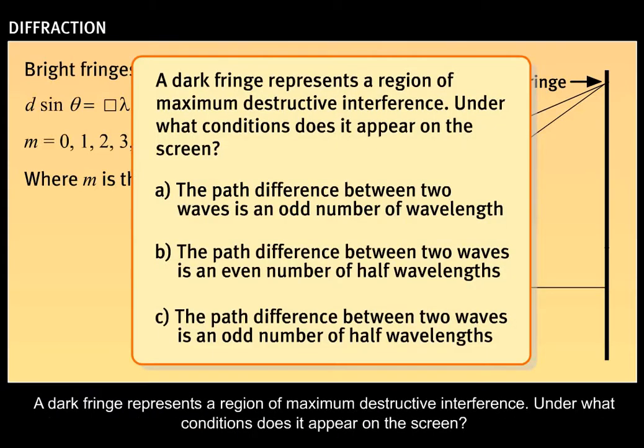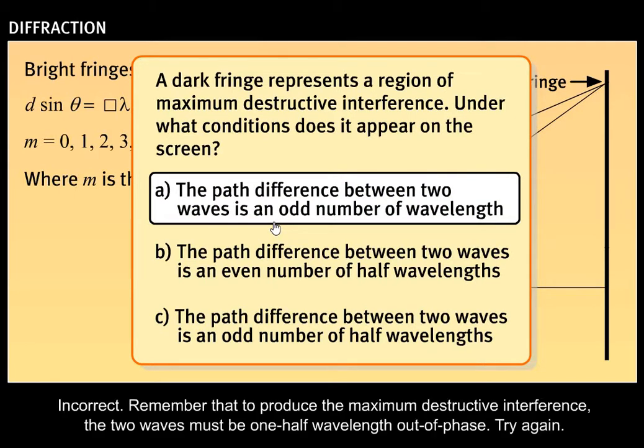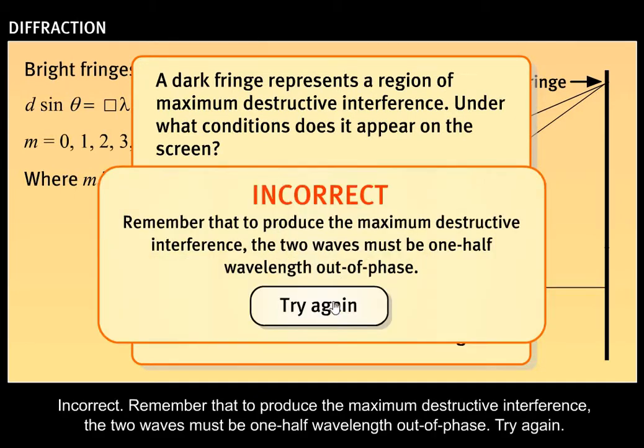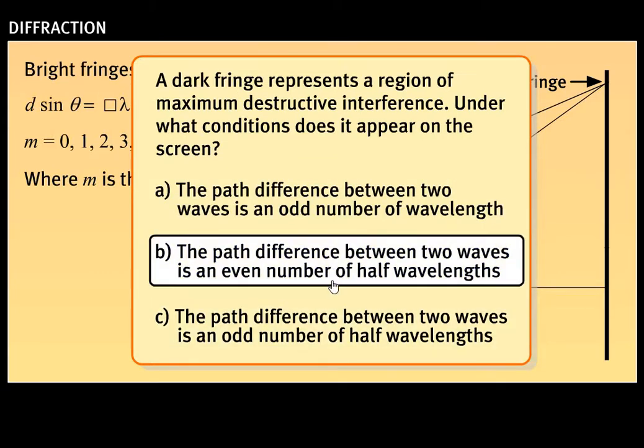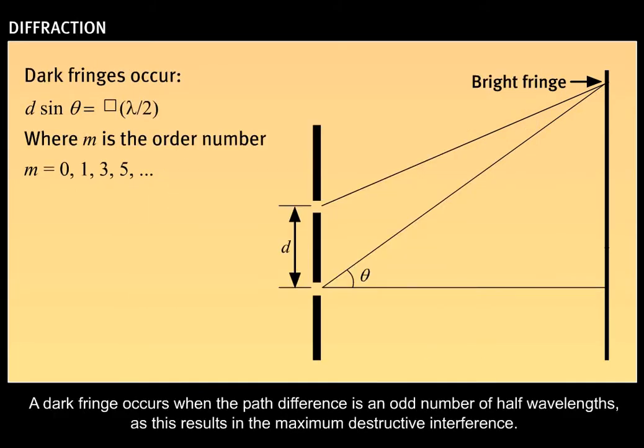A dark fringe represents a region of maximum destructive interference. Under what conditions does it appear on the screen? Incorrect. Remember that to produce the maximum destructive interference, the two waves must be 1/2 wavelength out of phase. Try again. Correct. A dark fringe occurs when the path difference is an odd number of half wavelengths, as this results in the maximum destructive interference.